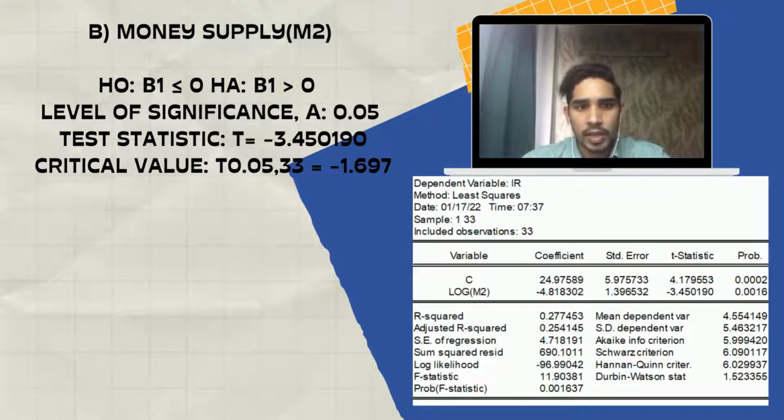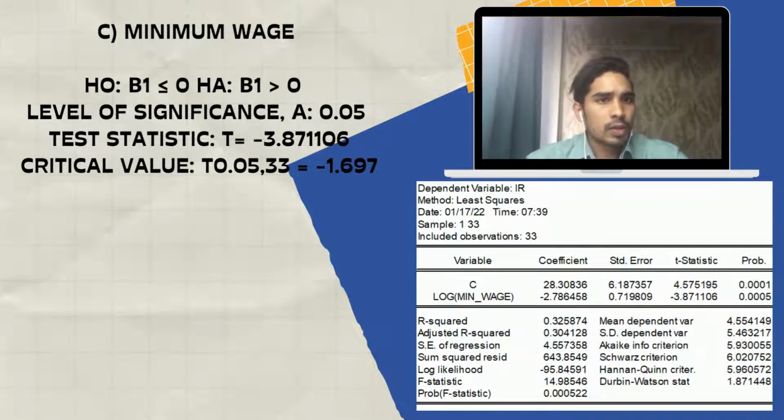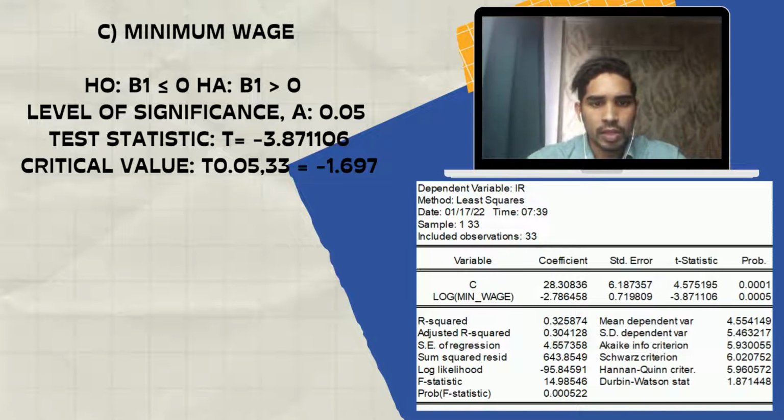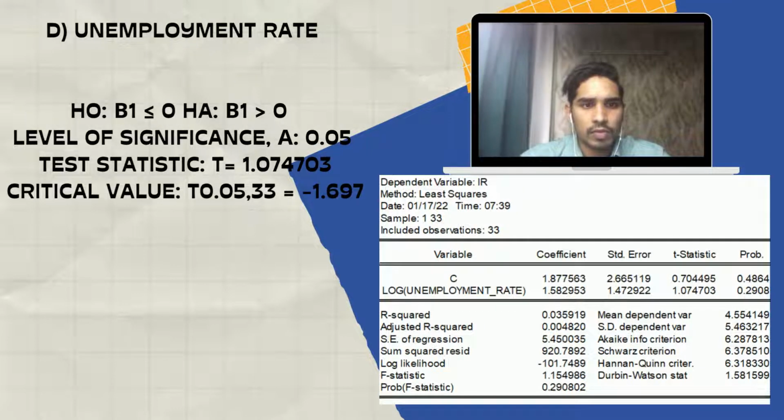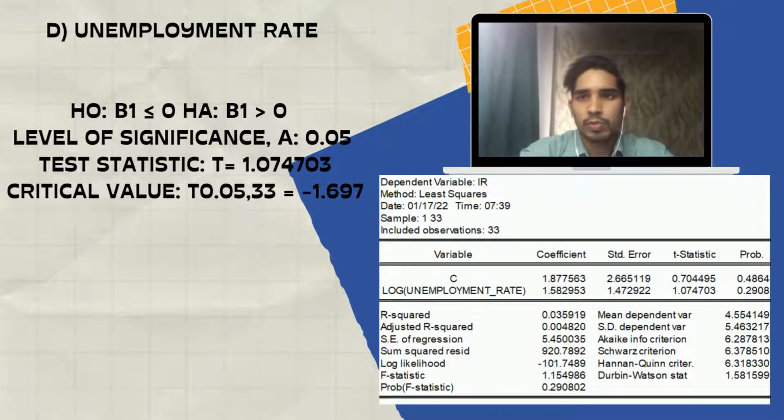Next, for the money supply, the test statistic value is smaller than the critical value. Therefore, we accept the HA. As for minimum wage, the T value is smaller than the critical value. Therefore, we accept the HA. Last but not least, for the unemployment rate, the test statistic value is smaller than the critical value. Therefore, we also reject the H0.